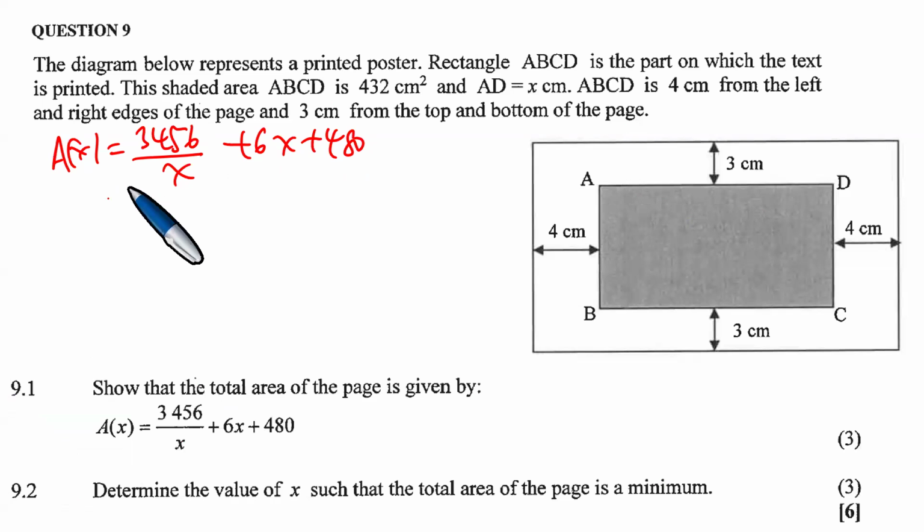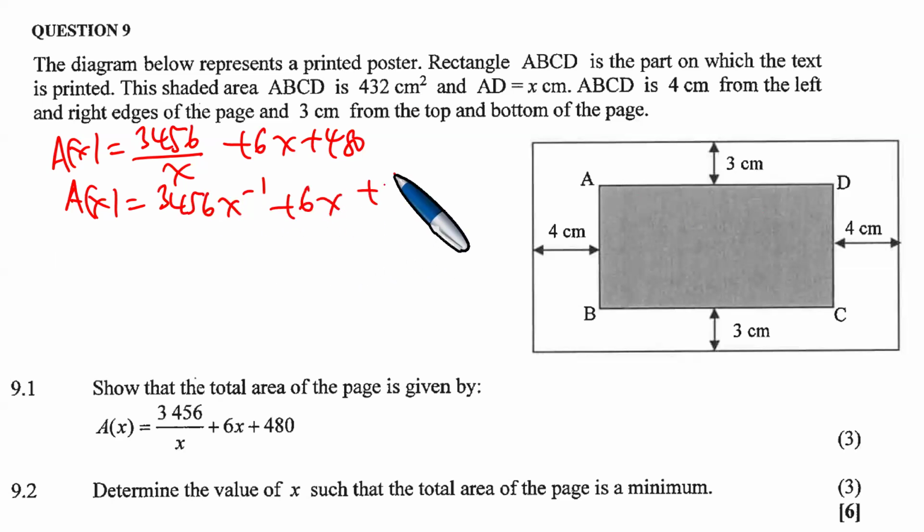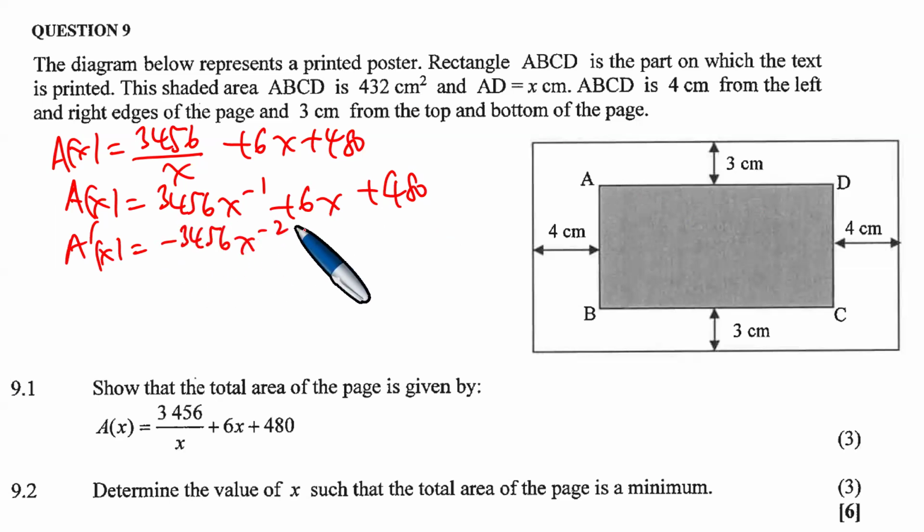And what is the slope? Before we find the derivative of this, we can write this as 3456x to the power minus 1 plus 6x plus 480. And this A prime of x is actually minus 3456x to the minus 2 plus 6, because the derivative of 6x is just 6. The derivative of x is always 1. But here with the minus 1, you bring down the minus 1 and then you subtract 1 from the power. The derivative of 480 becomes 0.